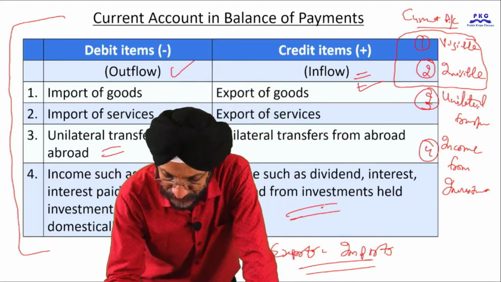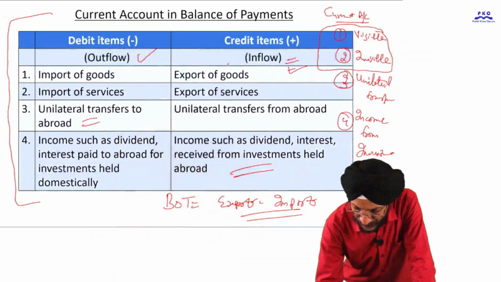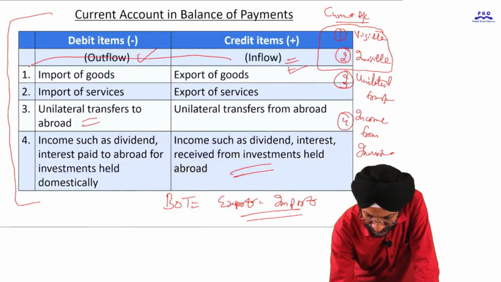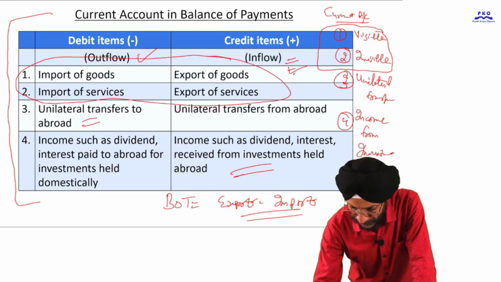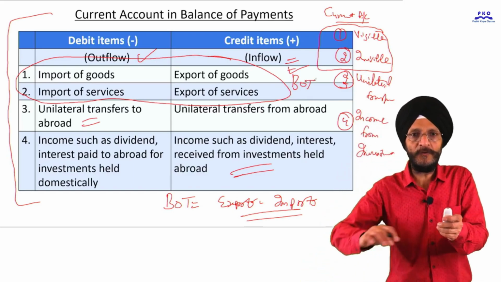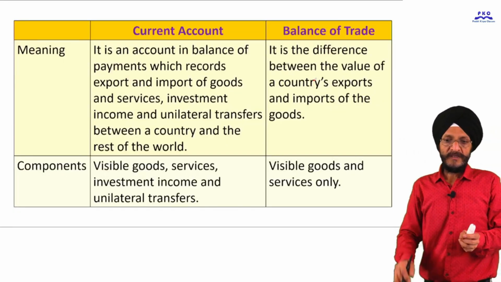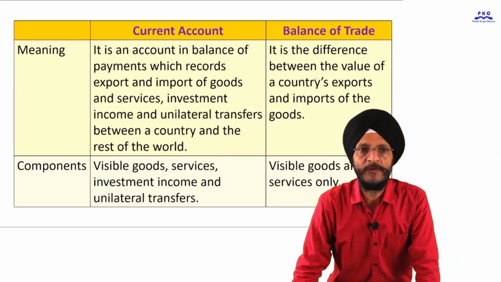So this whole is current account. And balance of trade is concerned with only these two items. This is balance of trade, the difference between exports and imports. Now we will have an overview of the difference between current account and balance of trade.